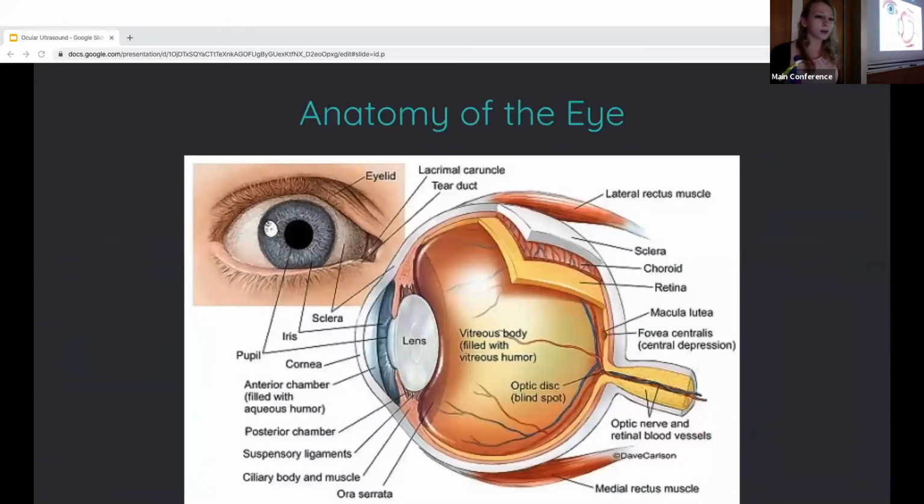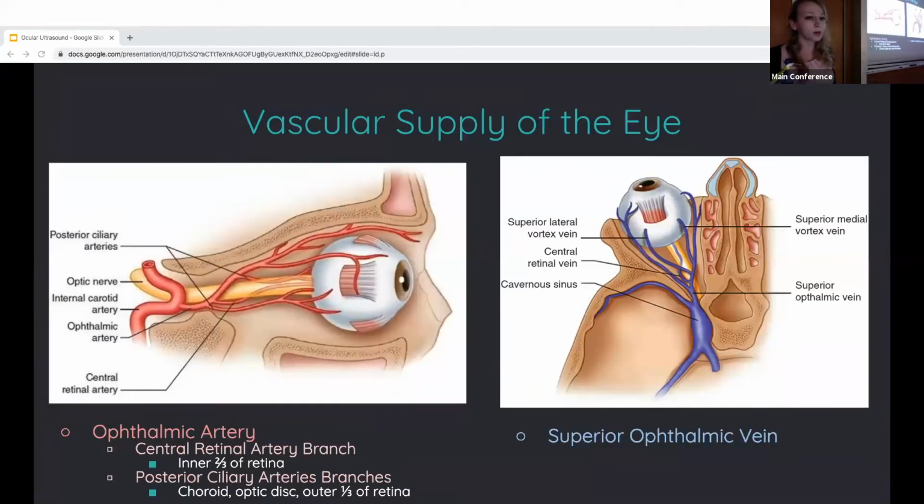So first, let's just briefly talk about the anatomy of the eye. You have your pupil, you have your cornea, which precedes the anterior chamber. You have the lens, and then you have your posterior chamber. The vascular supply of the eye: you have the arterial supply, which is the ophthalmic artery, which branches off into the central retinal artery, which supplies the inner 3/4 of the retina, and then the posterior ciliary arteries, which are also branches of the ophthalmic artery, which supply the choroid, the optic disc, and the outer, I think, third of the retina. And then you have your venous drainage of the eye, which is the superior ophthalmic vein.